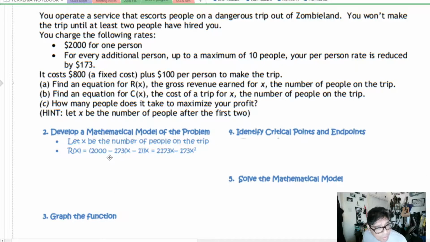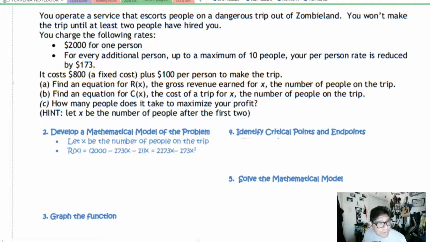So here is what I'm saying. This part right over here, this is going to be the rate. The base rate is $2,000 a person, and we're going to subtract $173 for every additional person past the first person. So again, if this x is 2, then this is going to be 2 minus 1, or just 1. So we only discounted 173.